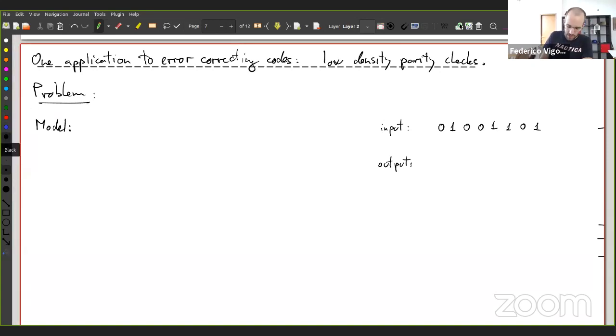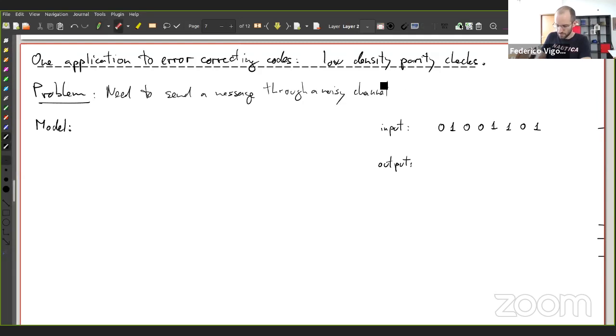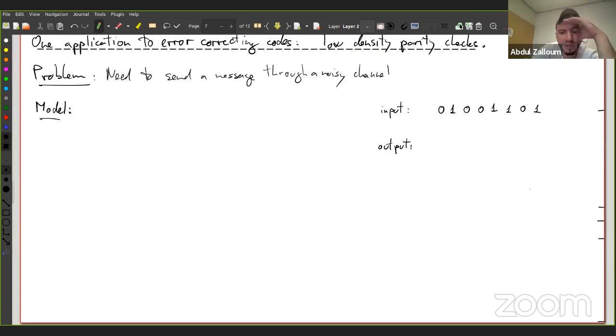We start off with a concrete problem: we need to send a message through a noisy channel, where the model we are using is the following. But first, there is a question in the chat. It asks, how do you?